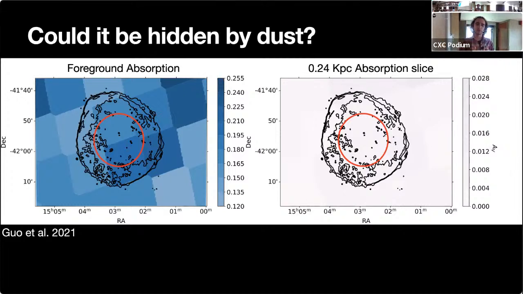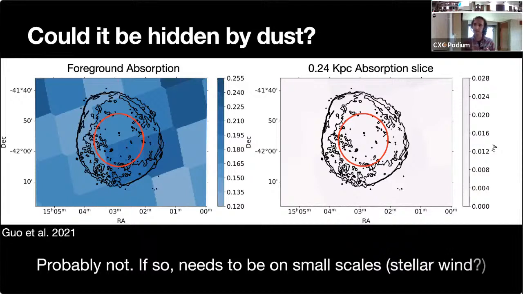We took a 0.24 kiloparsec absorption slice of the additional extinction accrued as you move across the remnant and asked, is there any additional dust here that could hide our star? We really didn't find any, less than 1/10 of a magnitude, and we came to the conclusion that if you're going to hide this star with dust in some way, you would need to have it be on very, very small scales that wouldn't have shown up in this analysis. Perhaps something like a stellar wind, but you would need some model to tell us why this could actually happen.